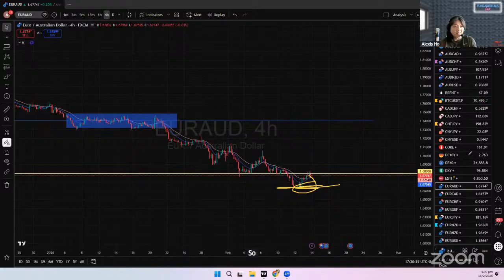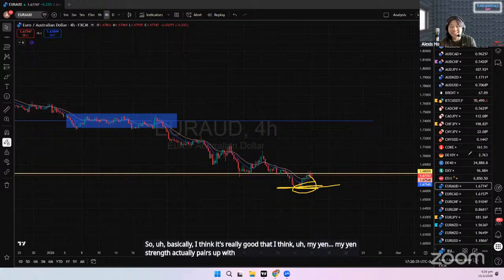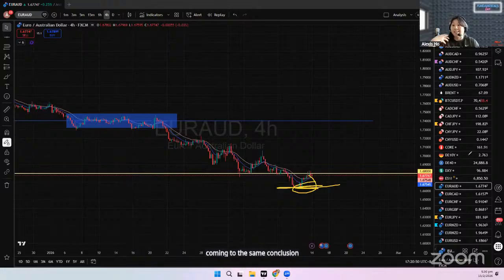So basically, I think it is really good that my yen strength pairs up with where Lloyd is looking. I'm glad the currency index has also paired up, and that's what we like in our analysis, to see confluences with what other traders are seeing as well. Because if Lloyd is seeing that technical confluence, I'm pretty sure around the world there will be many traders coming to the same conclusion, and that's where we get our sentiment moves.